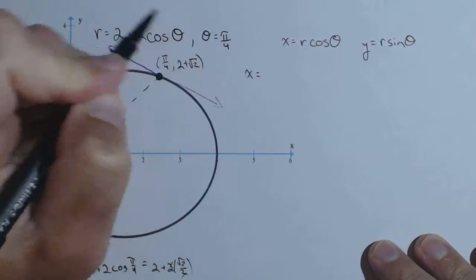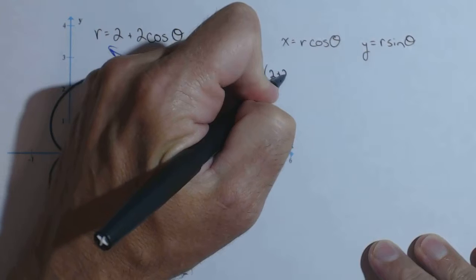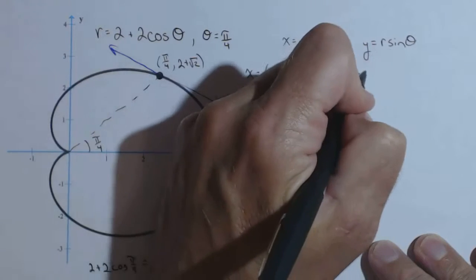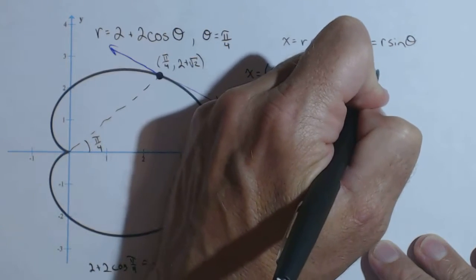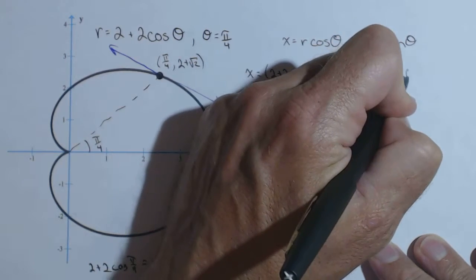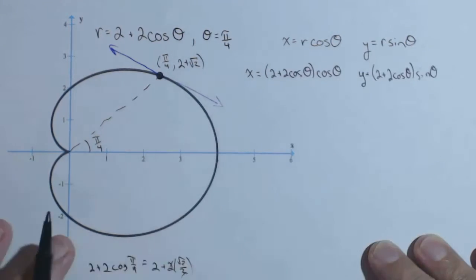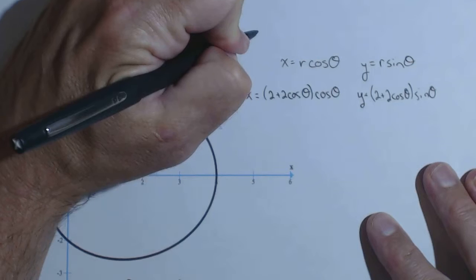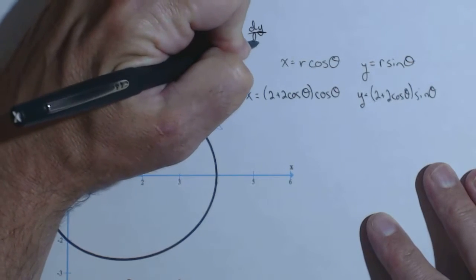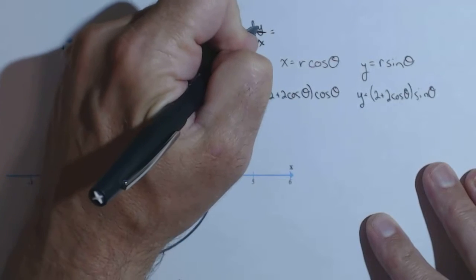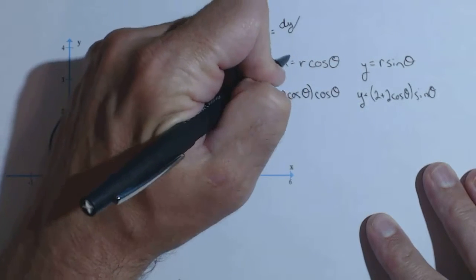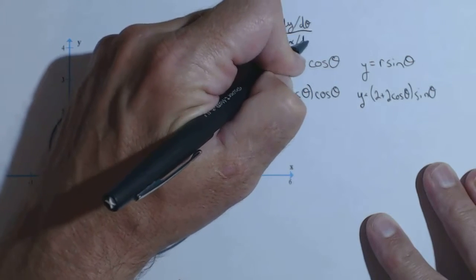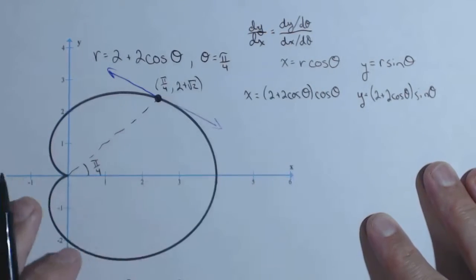So I'm going to rewrite my x as 2 plus 2 cosine of theta times cosine of theta. And my y is 2 plus 2 cosine of theta times sine of theta. And again, we're going to treat these like parametric equations. Well, to calculate a derivative in parametric equations, what we do is we're looking for dy/dx. Well, we're going to do the derivative. We're going to look at dy/d theta over dx/d theta. You might have seen these written with dt's before for your parametric equations.